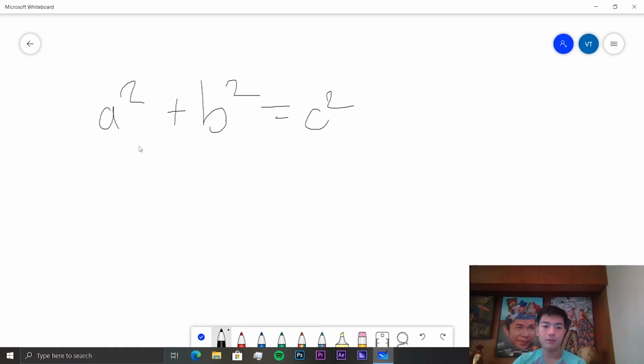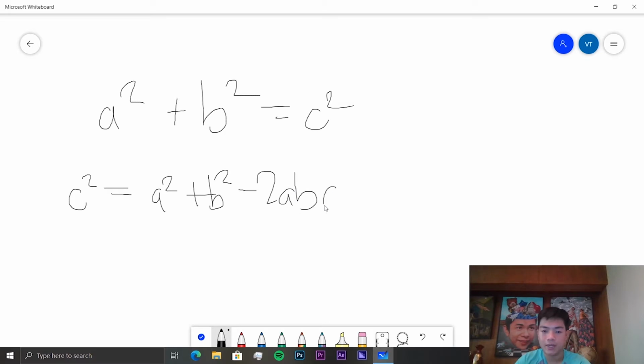So what we do is we actually have to add... Actually, it's normally written with the c squared first, so c squared is equal to a squared plus b squared minus 2ab cosine c.